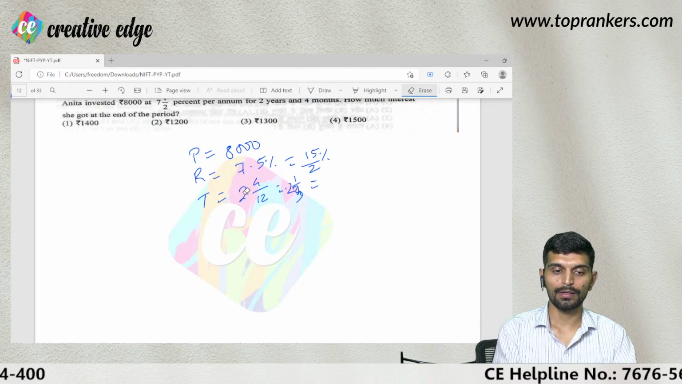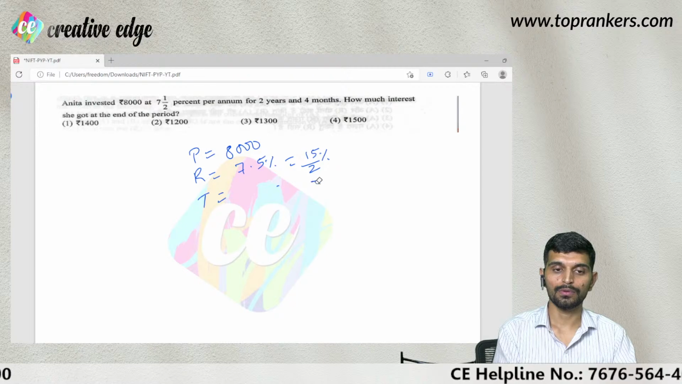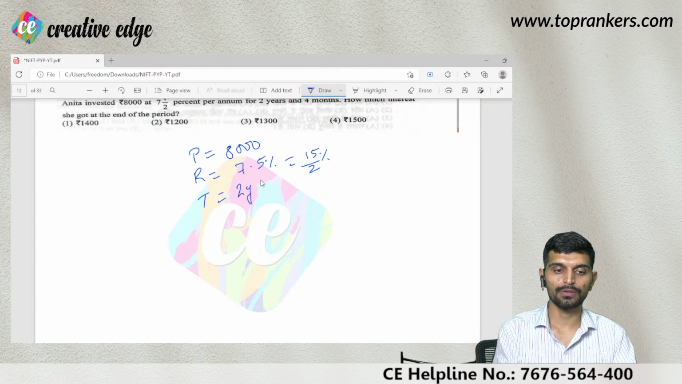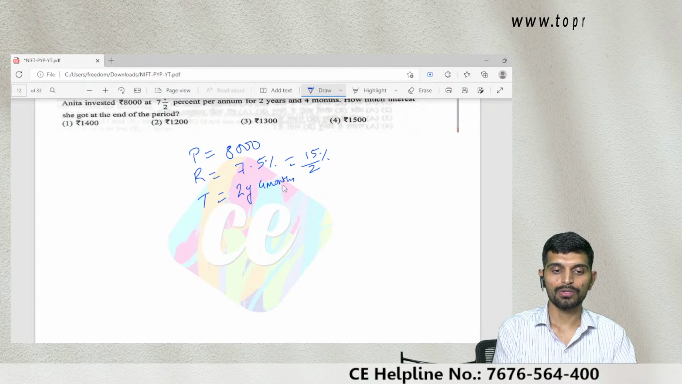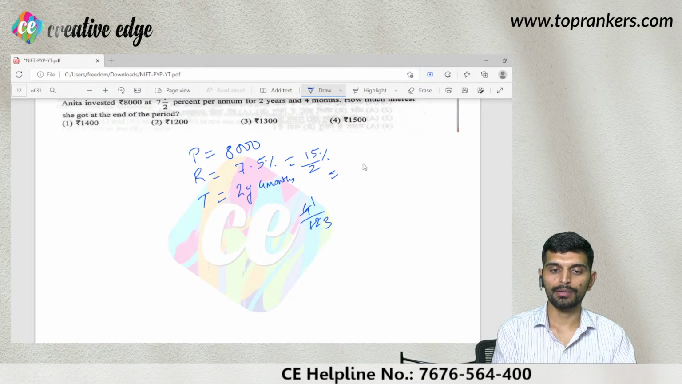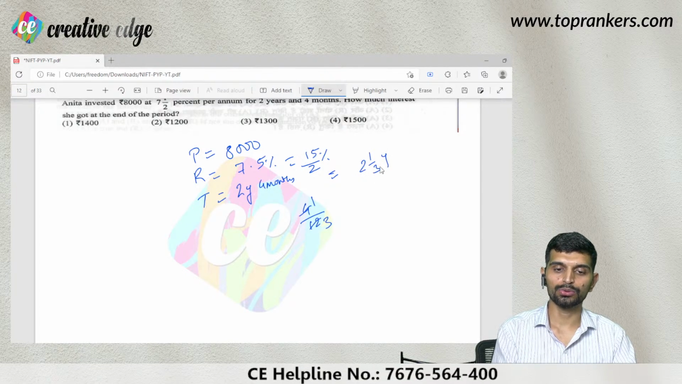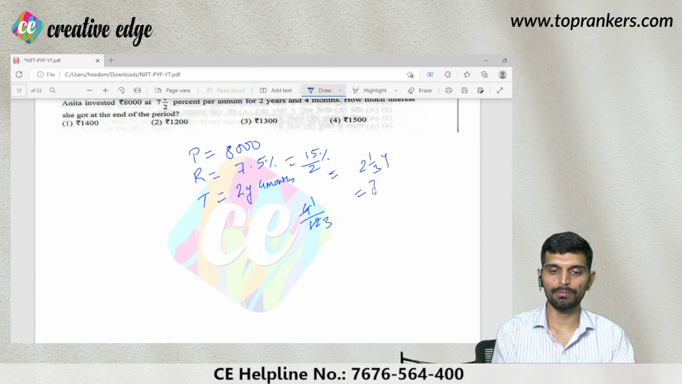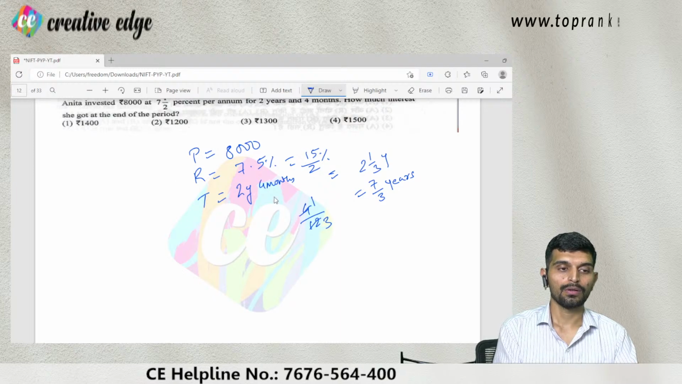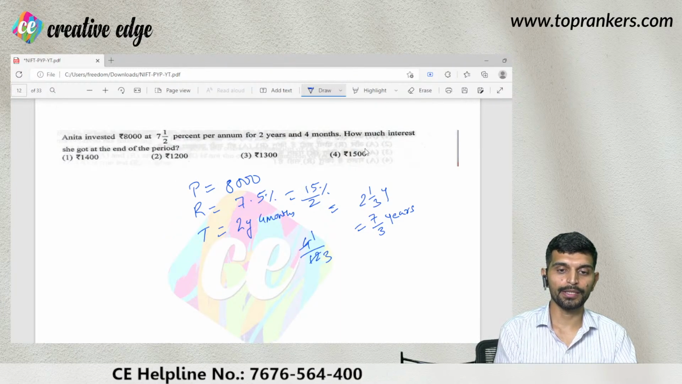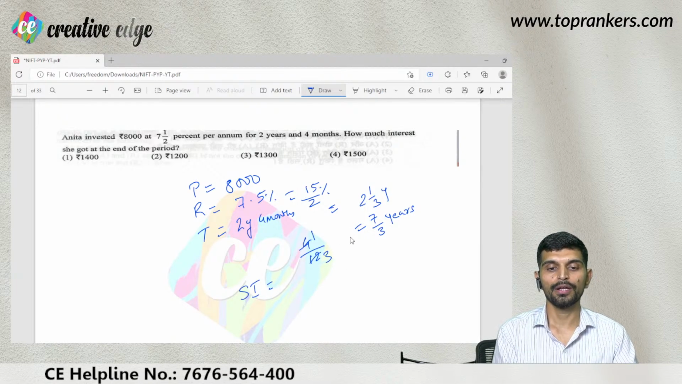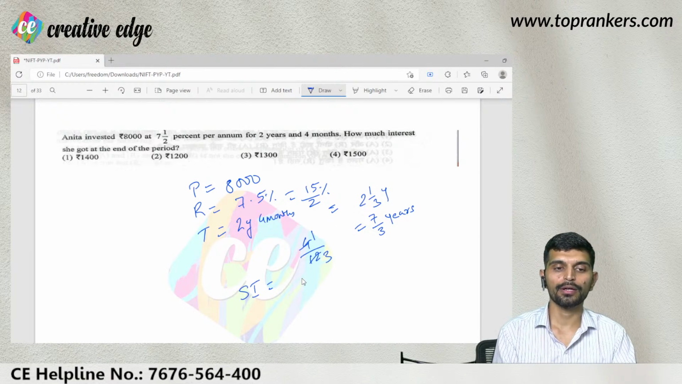Let me clarify here. So time period is given to us as 2 years, 4 months, right? So these 4 months when converted into years, 4 by 12 gives you 1 by 3. So total time is 2 1 by 3 years, or 3 twos are 6 plus 1, 7 by 3 years, right? So time period is also given. So we need to determine the interest. So that has to be simple interest because it is not mentioned. Otherwise, if none of the options is matching, I'll go for compound interest.